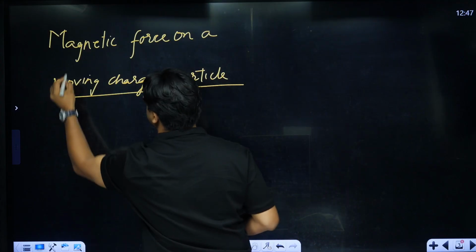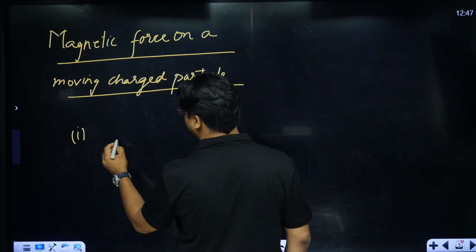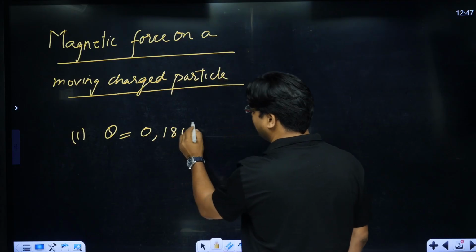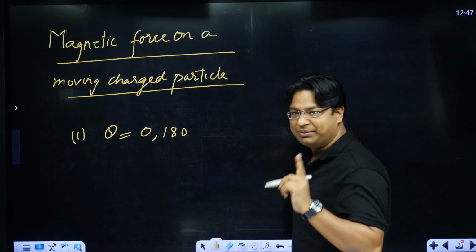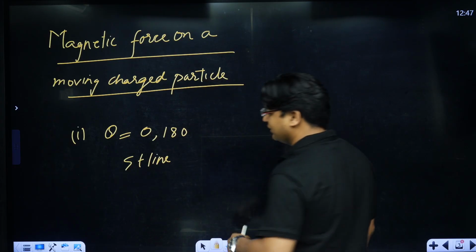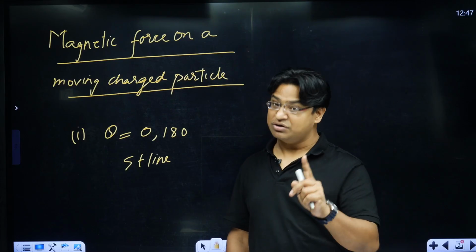So this was the topic that we were covering, and I'll just briefly tell you. When theta was 0 or 180 degrees, where theta is the angle between the velocity vector and the magnetic field vector, we get a straight line. The force is 0, and because there are no other forces that we are considering right now, the particle continues to move in a straight line with a constant speed.